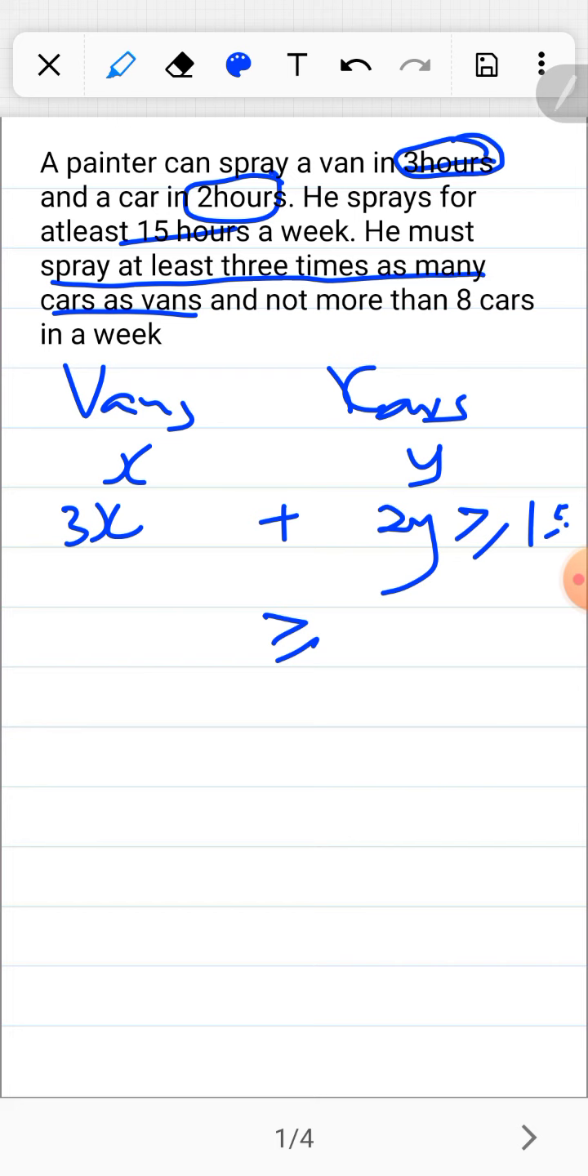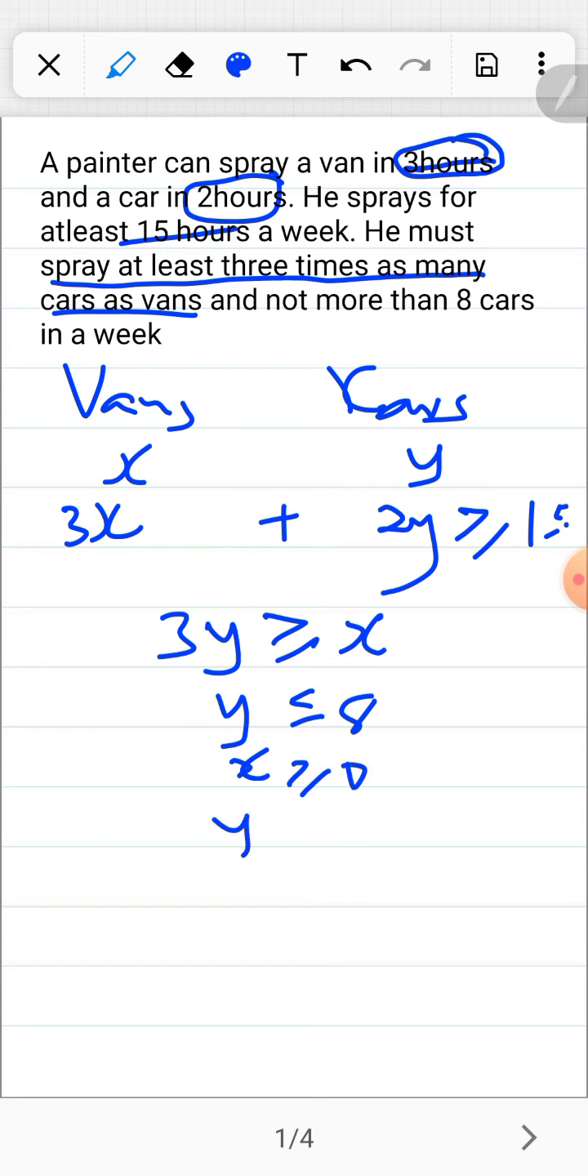But since they've said 3 times as many cars, so if he sprays one van, then he must have sprayed 3 cars. So they also say that he must spray not more than 8 cars in a week. So the cars are Y, they should not be more than 8. The other obvious ones are X greater than 0 and Y greater than 0, which I'll use as restrictions.